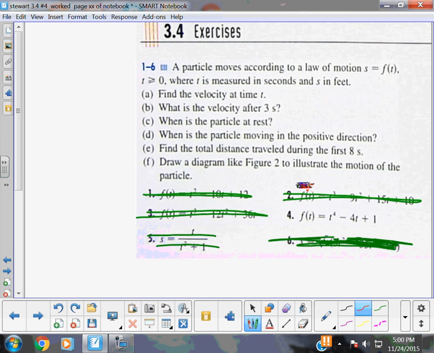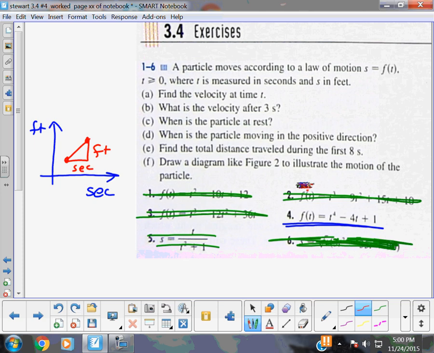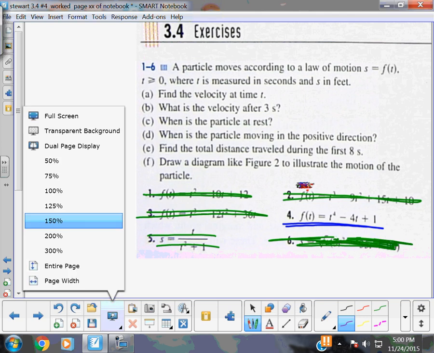And again, what I want to recall immediately is we're given a function that gives position. And it's giving feet. So the y-axis would be in units of feet. The x-axis would be in units of seconds. And again, if you take a look at a secant line, you're going to see that the slope is going to be in feet per second. So the derivative at any given point is going to have units of feet per second. So all I have to do is use the power rule on the position function to do letter A.